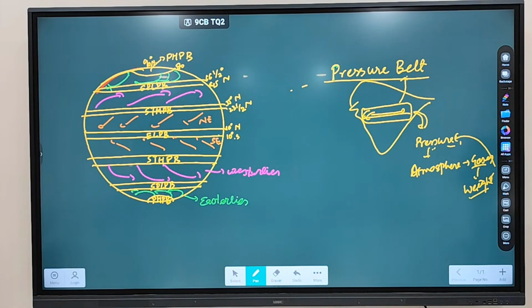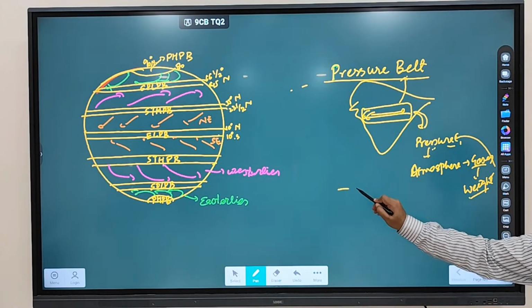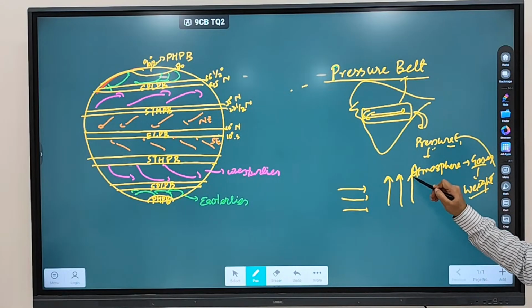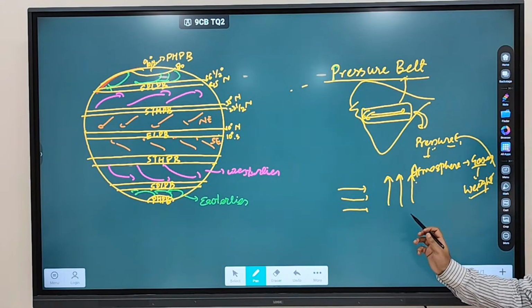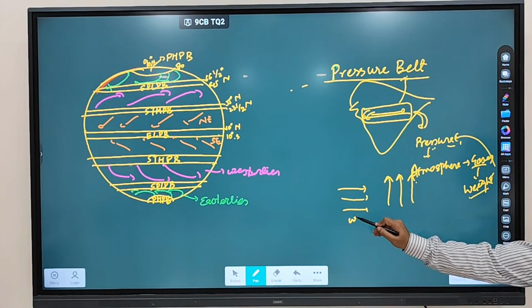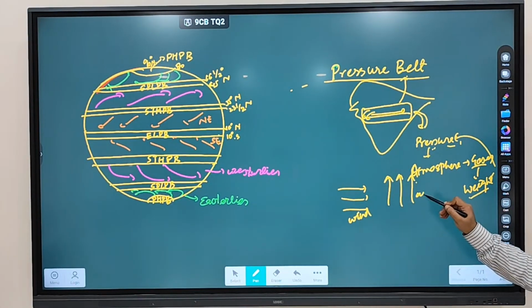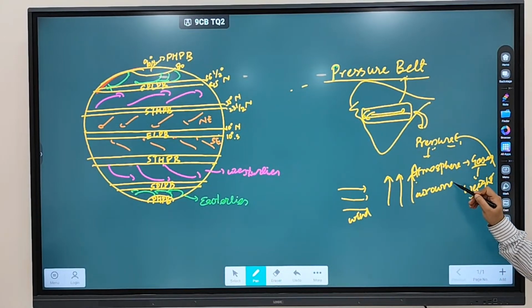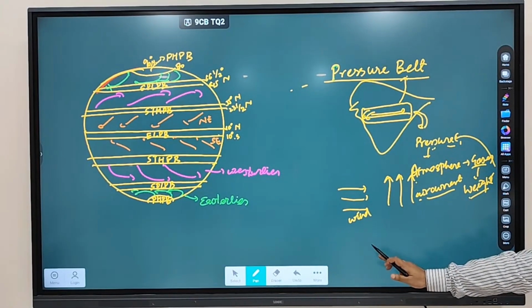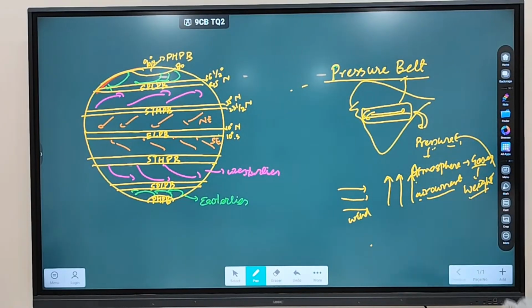Fine. The third thing that we discussed is that there are two movements of the air. One is called horizontal movement, and another is called vertical movement. Horizontal movement of air is called wind, and vertical movement is called air current.